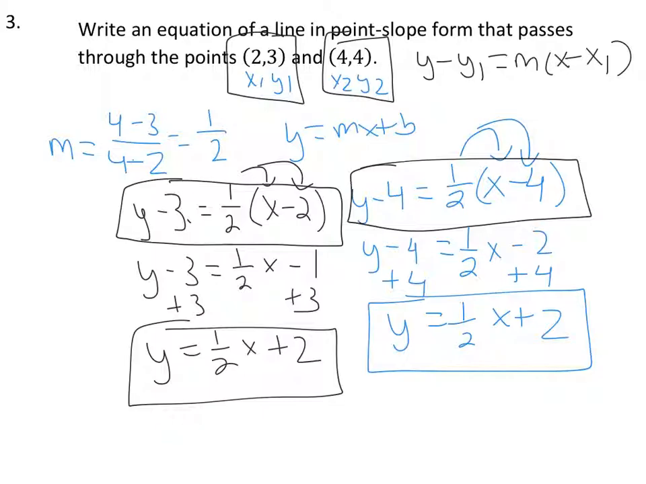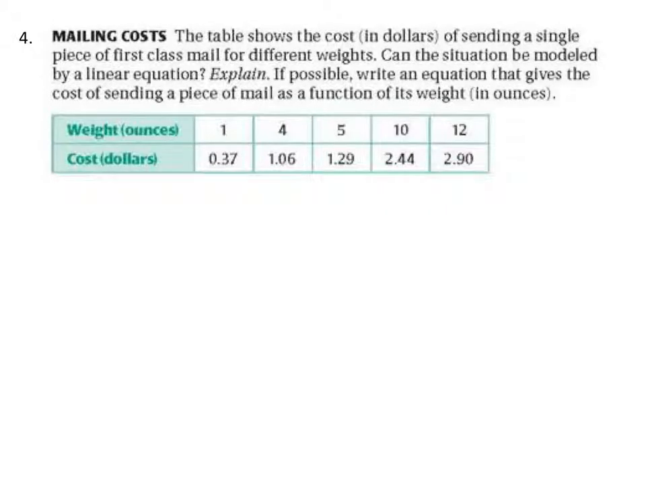Alright, let's take a look at another one. It says, the table shows the cost in dollars of sending a single piece of first-class mail for different weights. Can the situation be modeled by a linear equation? Explain. If possible, write an equation that gives the cost of sending a piece of first-class mail as a function of its weight in ounces. So y equals the cost, x equals the number of ounces.